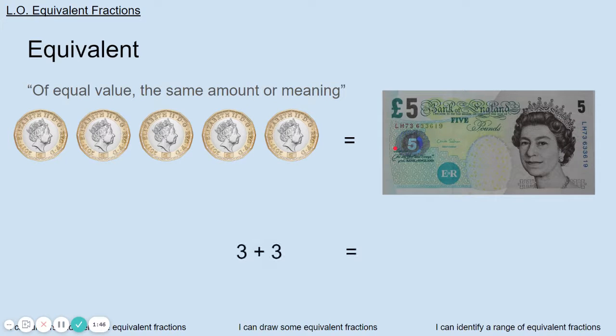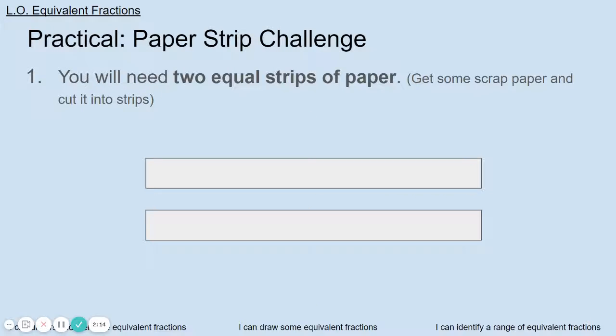Let's have another one. 3 plus 3 equals, you're probably all shouting out 6, and that is right, but it's also equal to 5 plus 1. It's all equivalent, it's the same, equal. And 1,000 meters is equivalent to 1 kilometer. So they're all things that you've come across before, and it's just the same with fractions. Some of them look different, but it's exactly the same amount.